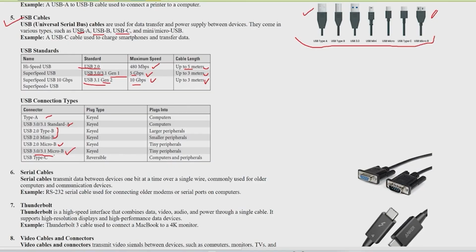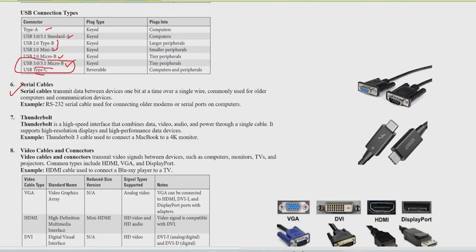So 3.0 should be using micro B, like printers, cables and the other type of, and after that USB-C type we can use with the micro 3.0. So 3.0 we can only use with micro B and type C. There will be no other types we cannot use it because that is the advanced one. So we have to use the same.